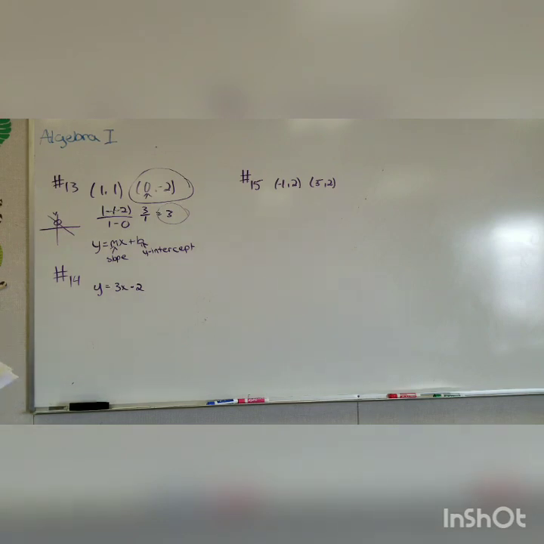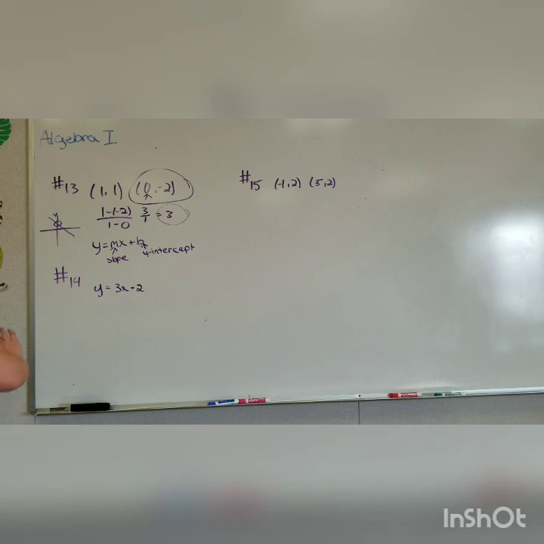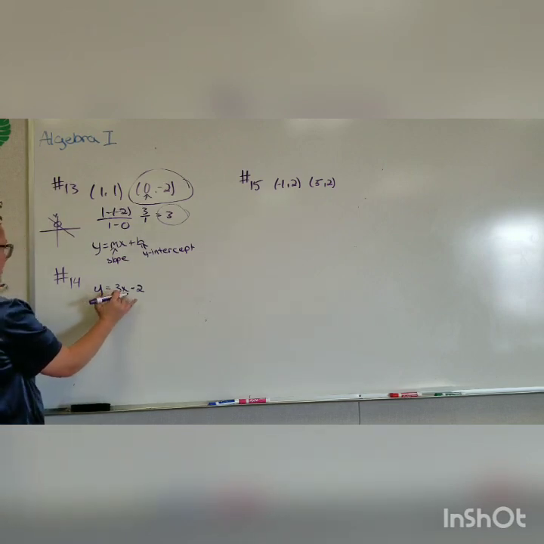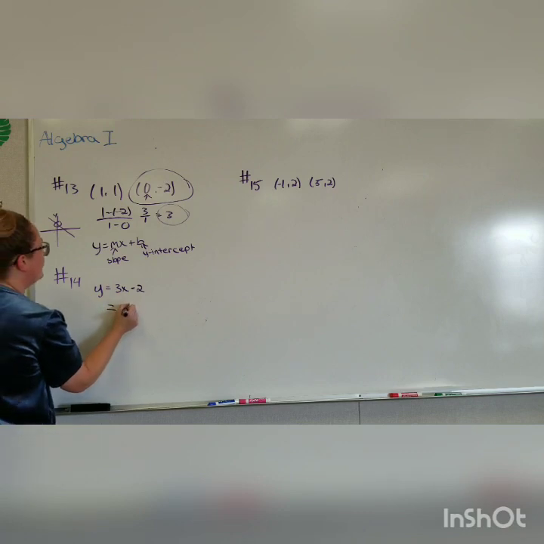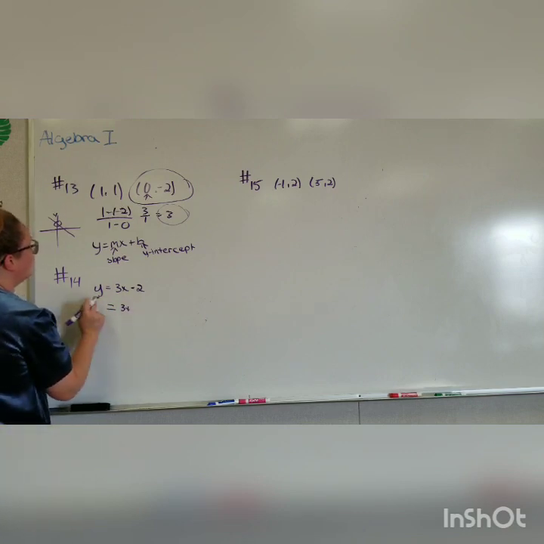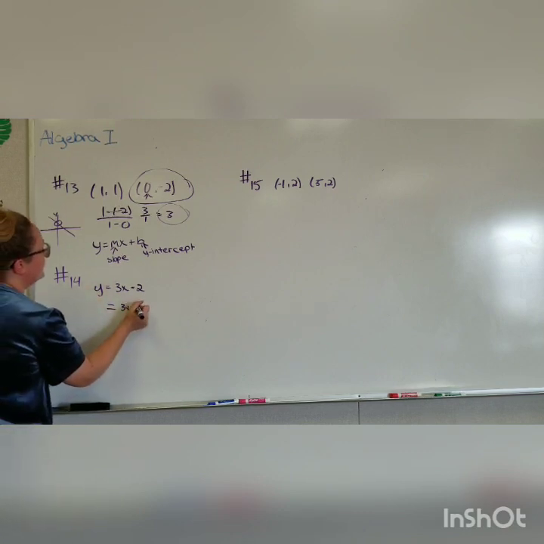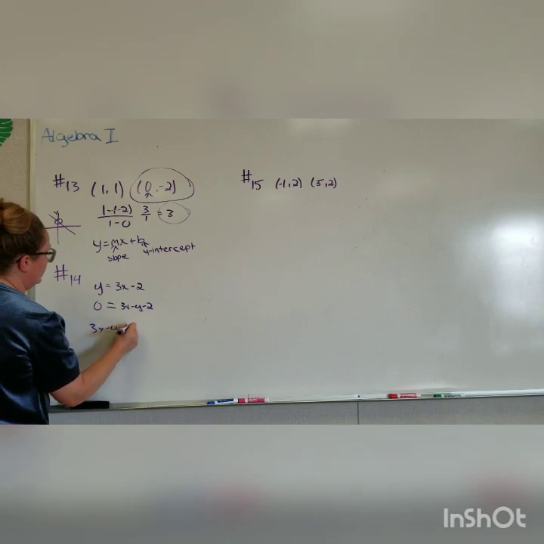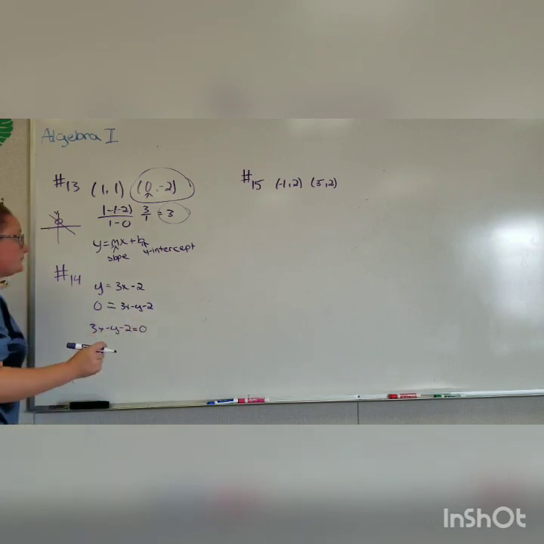Then they want you to change it to general form. So in general form, everything is on one side where x is positive, and our x is positive right here. So we're going to leave it here, move the y over, the y was positive, now it's going to be negative y minus 2 equals 0, or 3x minus y minus 2 equals 0.